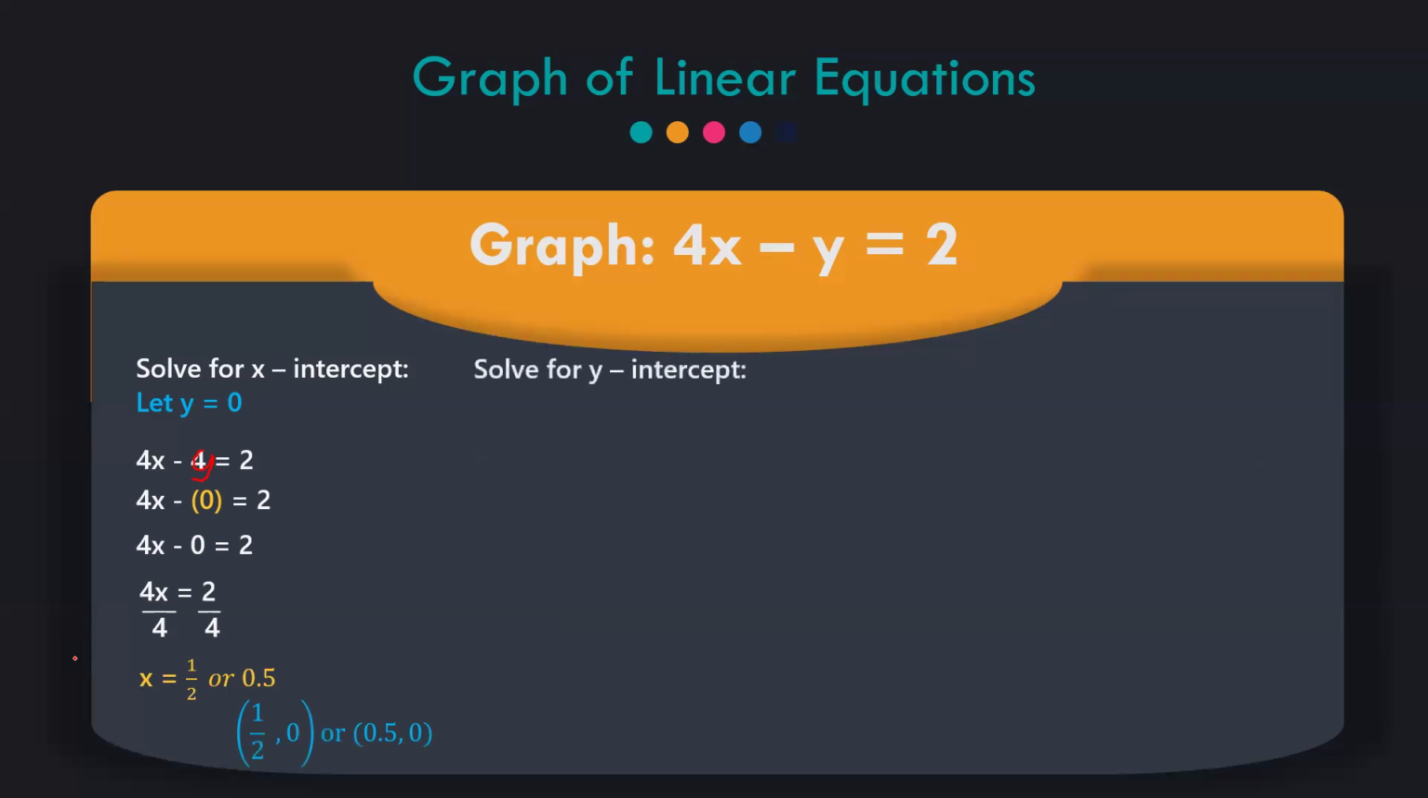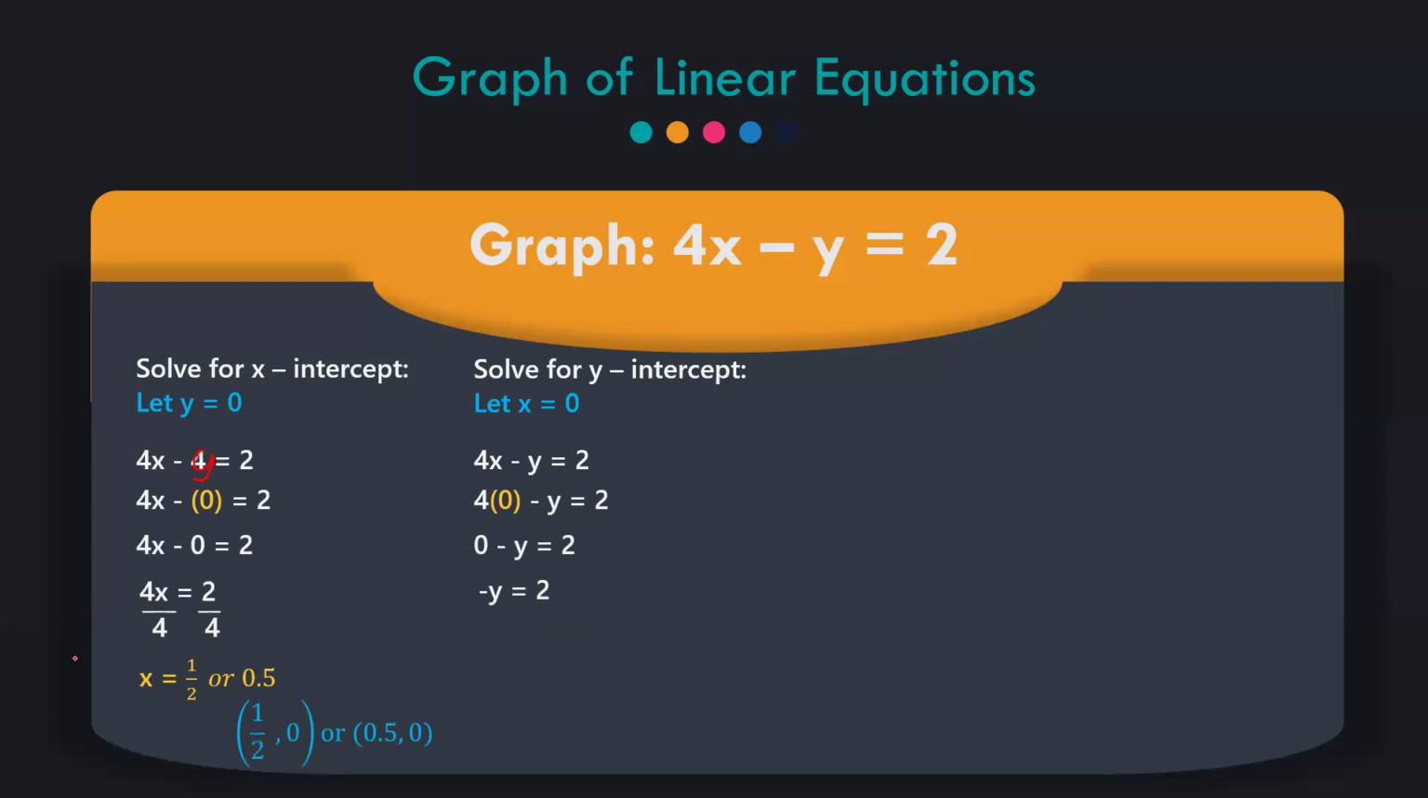Okay? Next, to solve now for the y-intercept, we let x be equal to 0. So again, using the given equation, 4x minus y equals 2, we will now substitute x with 0. So we're going to have 4 times 0 minus y equals 2. 4 times 0 is 0 minus y equals 2. So we're going to have negative y equals 2. Now, that is not yet the value of y. Bakit? Kasi negative pa si y. Kailangan y lang, positive y.